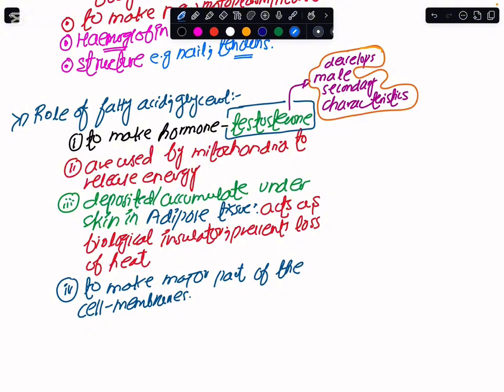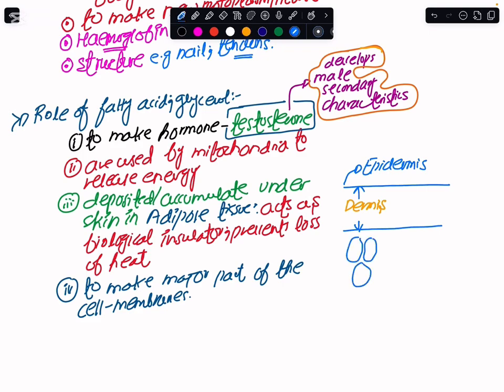Now, another scenario is that in my body skin, I have this upper layer, which we call the epidermis. Immediately below the epidermis, we have another layer, which we call the dermis. And below the dermis, we have some specialized tissues, which we call adipose tissues.